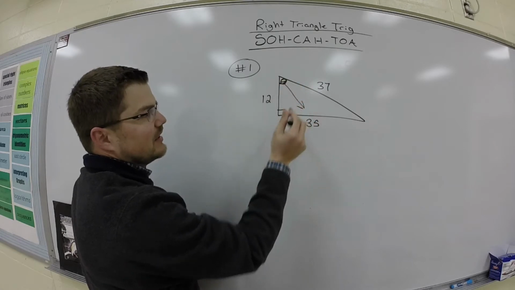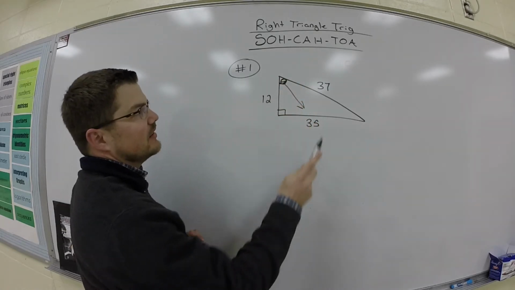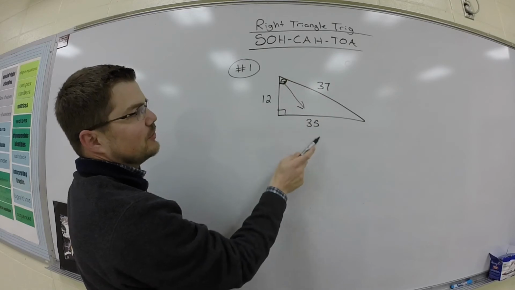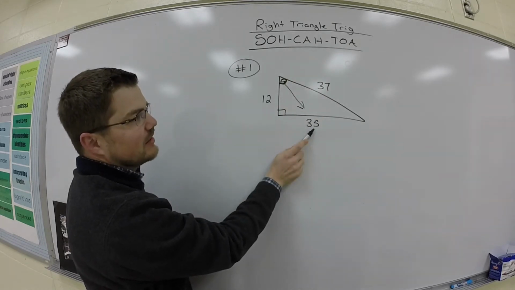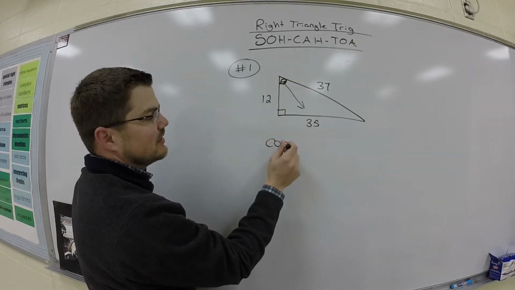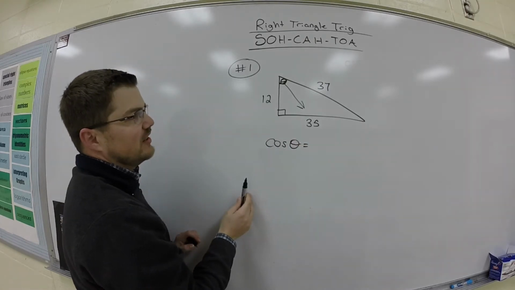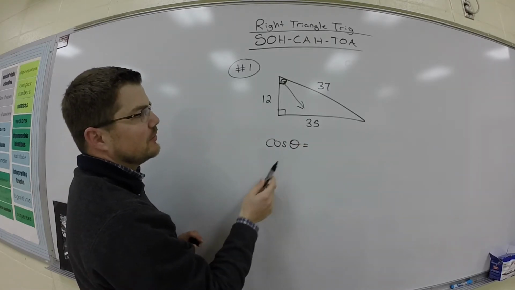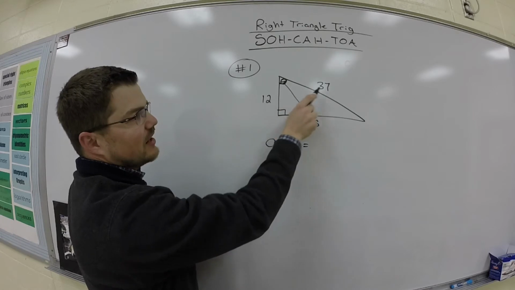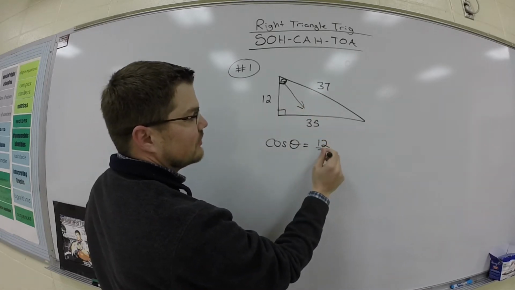Well, cosine is adjacent over hypotenuse. This is my opposite side. So cosine theta is adjacent over hypotenuse. This is the adjacent and the hypotenuse: 12 over 37.